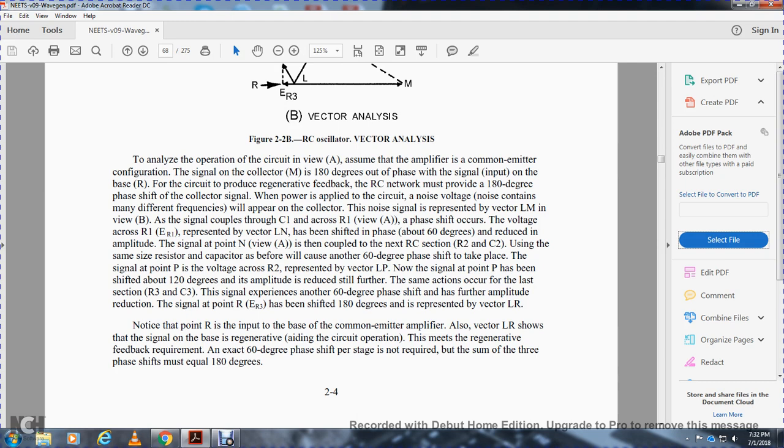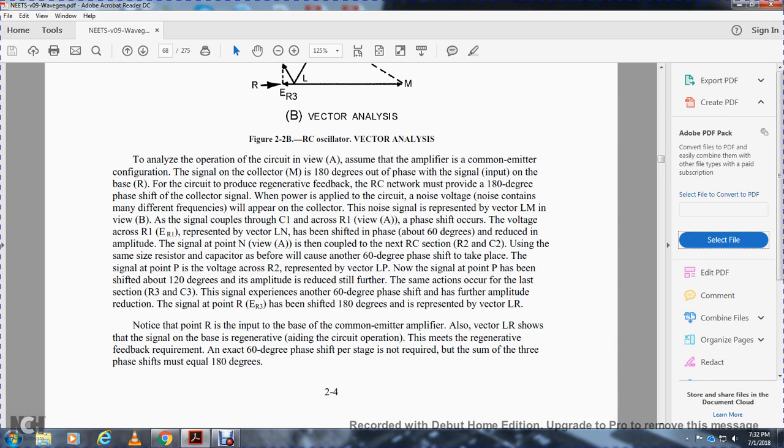The signal couples through capacitor 1 across resistor 1. In view A, the phase shift occurs. The voltage across resistor 1, represented by the vector LN, has been shifted in phase about 60 degrees, reducing the amplitude. The signal at point N, view A, is coupled to the next resistor-capacitor section, resistor 2 and capacitor 2.